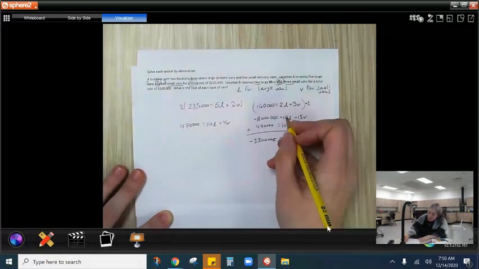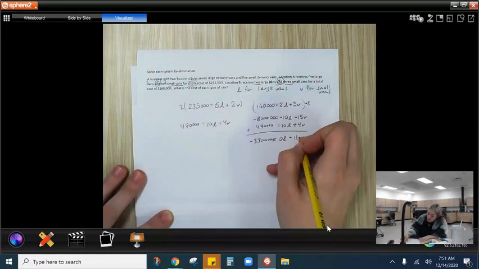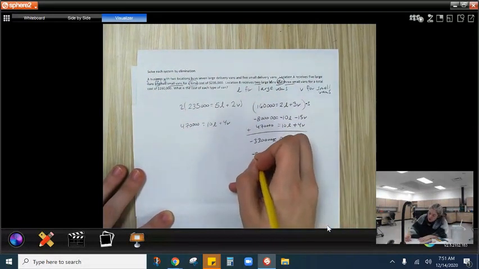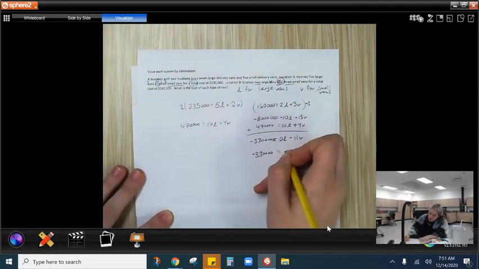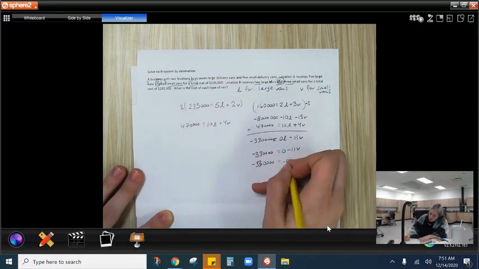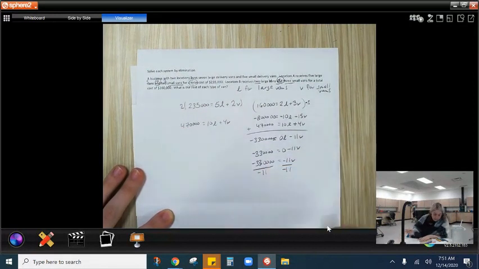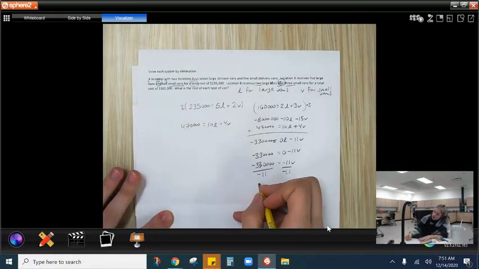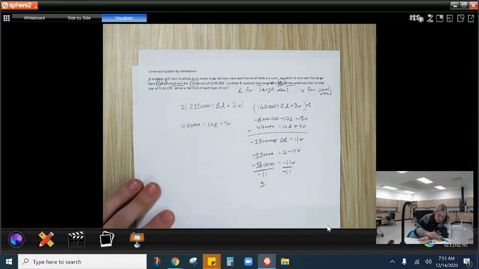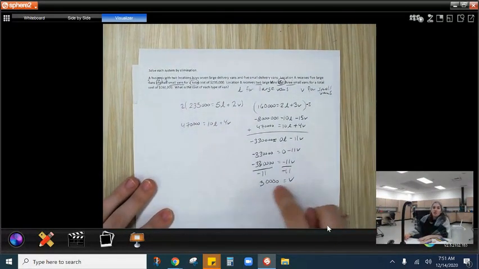Equals 0L, right? Because negative 10 plus 10 is 0, minus 11V. So this is really negative 330,000 equals 0 minus 11V. So that's negative 330,000 equals negative 11V. I need to divide both sides by negative 11. So then we get 30,000. There. So the small vans cost 30,000.